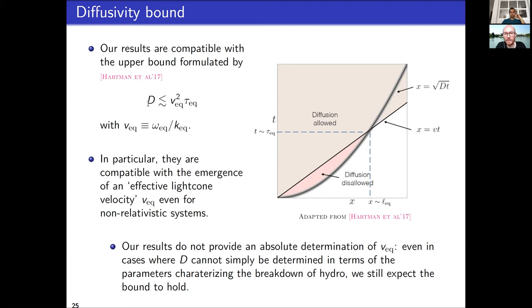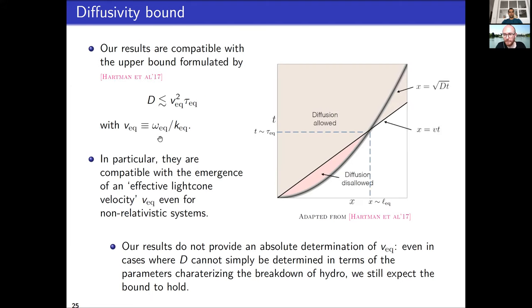What we've managed to do is express D in terms of these two quantities, which are related to the breakdown of diffusive hydrodynamics. But it could very well be that if this bound is ever proven in one case, one day, then the velocity that enters here is some microscopic velocity, which isn't directly related to the breakdown of hydrodynamics. It could be, like we said, the Lieb-Robinson velocity, the butterfly velocity, etc. Still, we expect the bound to hold.